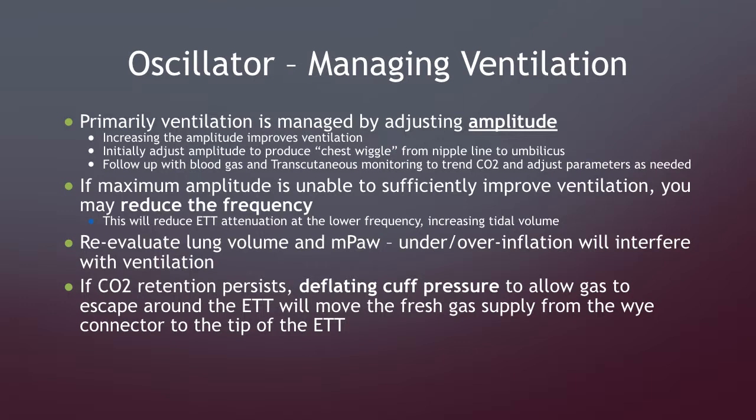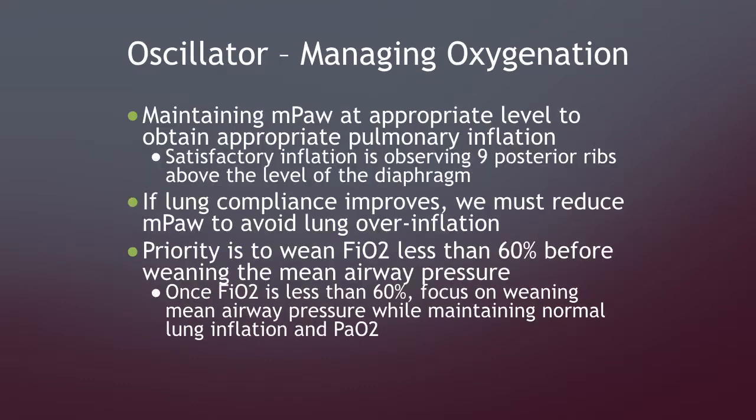As far as ventilation, you're going to go up on your amplitude to help reduce your CO2. This provides more of a chest wiggle, which will facilitate more ventilation, essentially your displaced volume. If that doesn't work and you've already tried maxing out your amplitude, you can reduce your frequency, which will increase your volumes as well, enhance your ventilation, and give more time for CO2 clearance. You can also try deflating the cuff as well. That's a little trick that we'll pull at the bedside, not so much for those NICU babies.